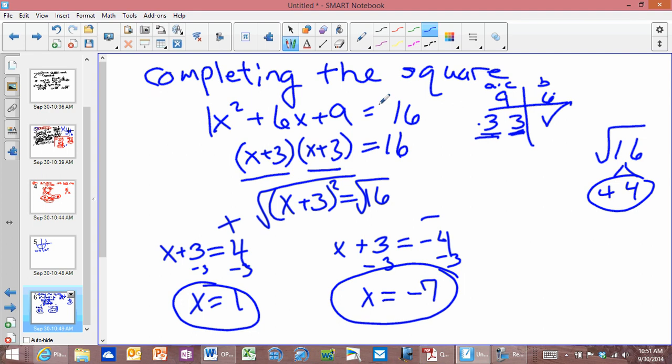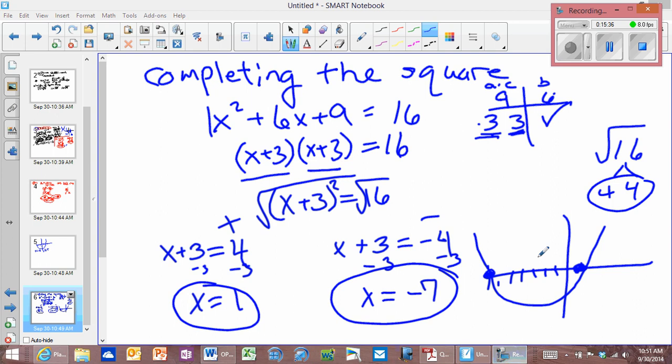This process was not necessarily completing the square, but this was solving with square roots is what this is kind of called. If I had to look at this on the graph, I would have 1, 2, 3, 4, 5, 6, 7, and I would have a dot here, and then a dot at 1, and it goes something like this. Not terribly worried about everything that happened. I just needed to kind of plot those points. So again, if you were just looking at this graph, you would know that it was -7 and 1 from what the graph showed you.